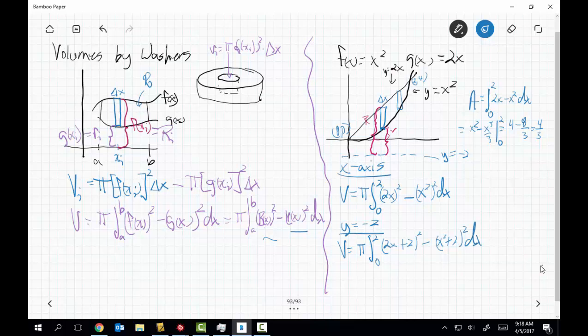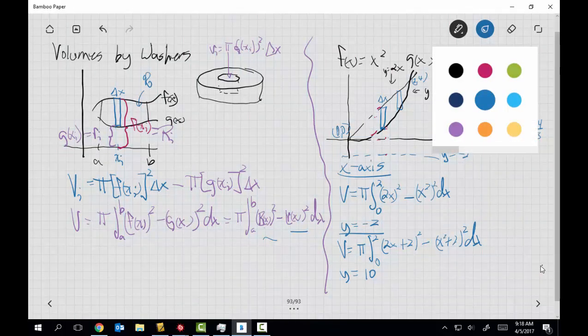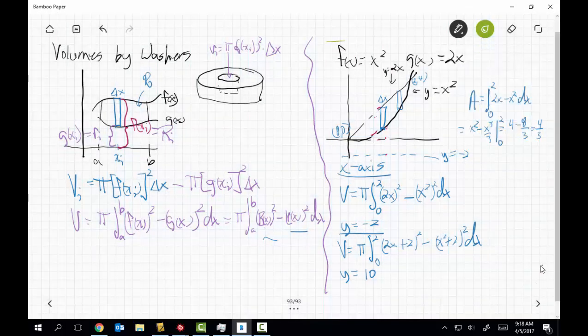Now, one last. How about y equals 10? And this is the one that really screws students up. I'm going to need to do a little bit of erasing, so let's get rid of all of this. The slice of action still remains the same, but let's think about what happens here. Now let's change colors too so we don't get confused about the red. Here is y equals 10. Here's my slice of action. The thickness is still delta x.